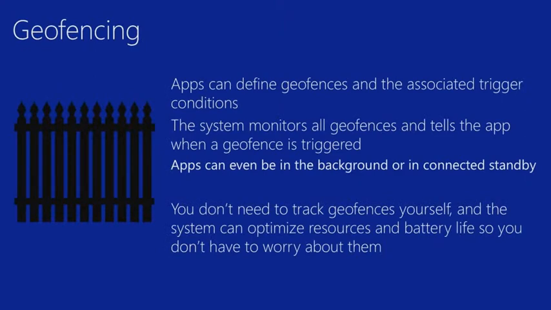In Windows 8.1, you can define geofences and the associated conditions to make the geofence trigger. The system monitors all of the geofences for your app and tells you when one of your geofences is triggered. You can even enable this to function for your app when your app's in the background or the system's in connected standby. And now by us tracking geofences on your behalf, you don't need to worry about tracking location, and any optimizations that we make to either battery usage or resource usage will benefit all apps that use geofencing.